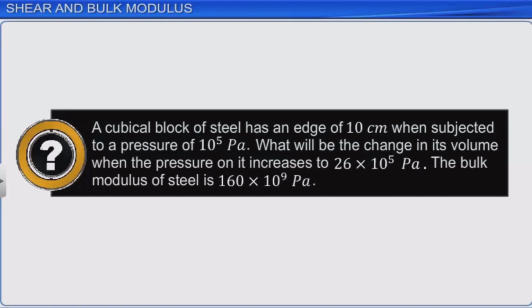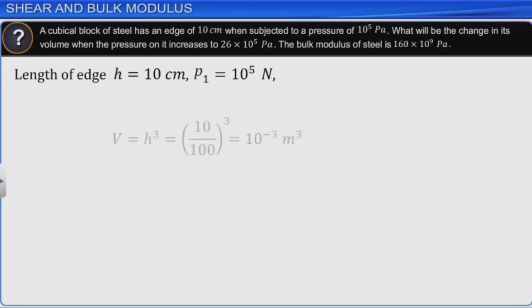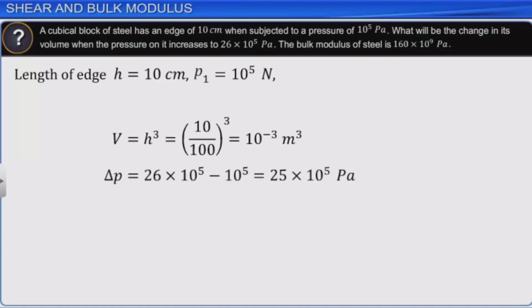The values given in the problem are the length of the edge of the cube, the original and new pressures, and the bulk modulus of steel. The original volume of the cube is cube of the edge. Expressed in meters, the original volume is 10 to the power minus 3 meters cubed. The bulk stress, delta P, is equal to the change in pressure, and substituting the original and new pressures, delta P is 25 times 10 to the power 5 Pascal.